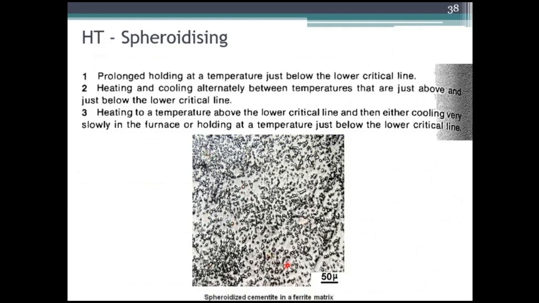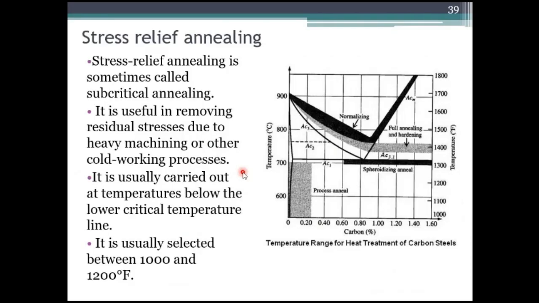This is what we call the microstructure. Then stress. There is also another type of annealing called stress relief annealing. Stress relief annealing is nothing but what happens if you go for a machining operation.